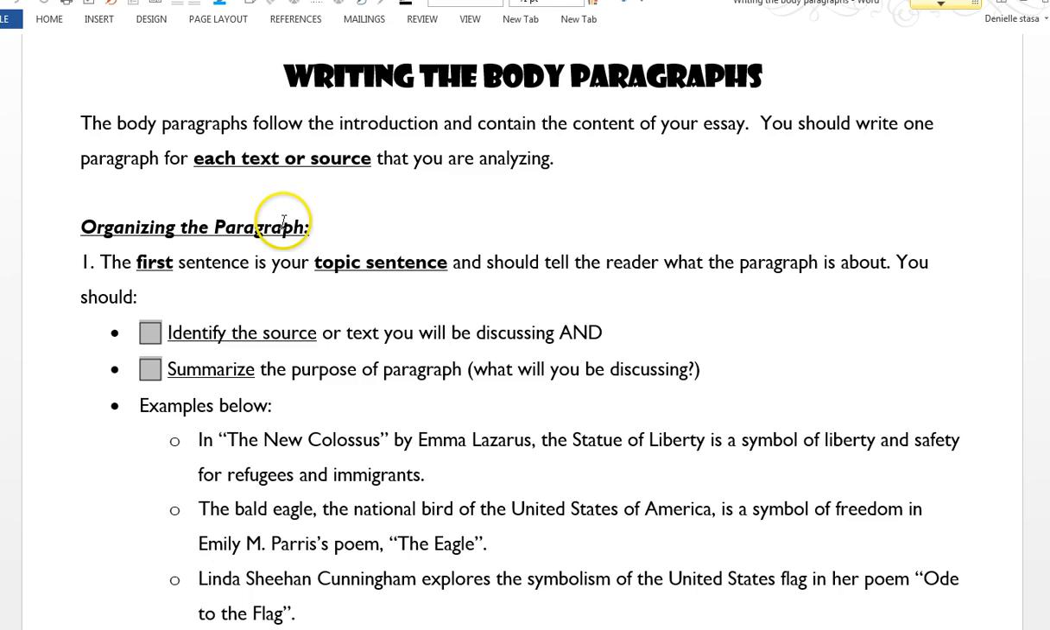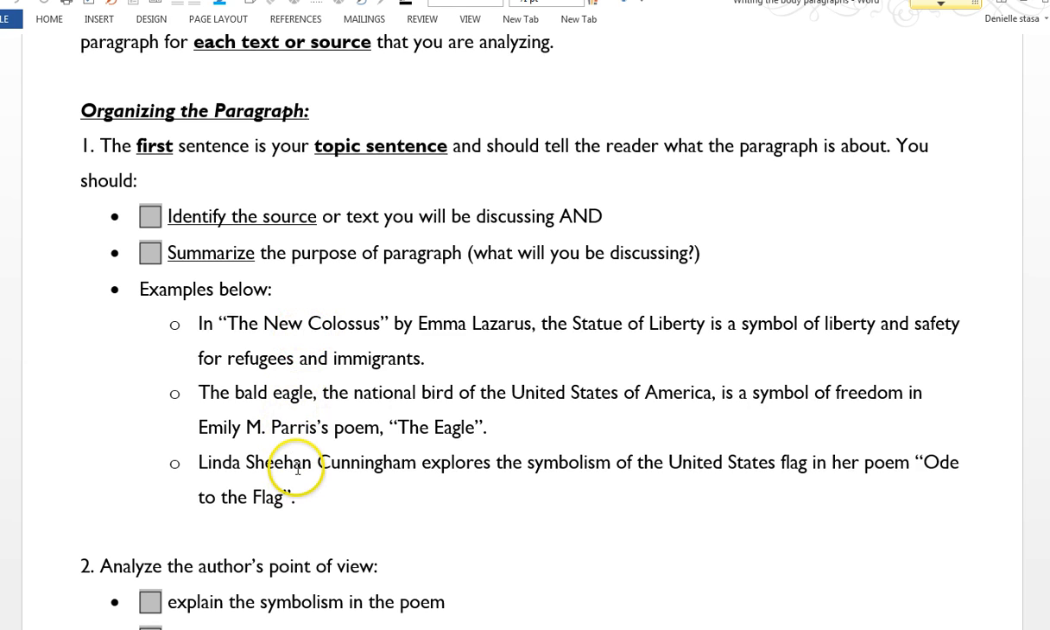So to organize your body paragraph, the first sentence is your topic sentence, and it should tell the reader what the paragraph is about. You should identify the source or text, that would be the poem and the author, and then summarize the purpose or what you'll be discussing. So what's the symbolism? I give you examples for each of the poems below.